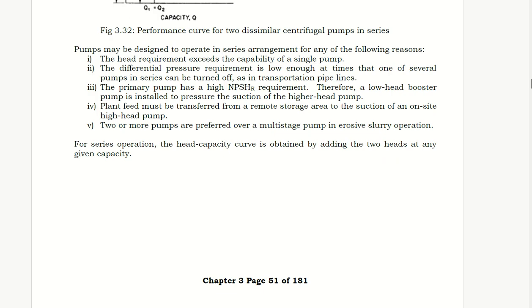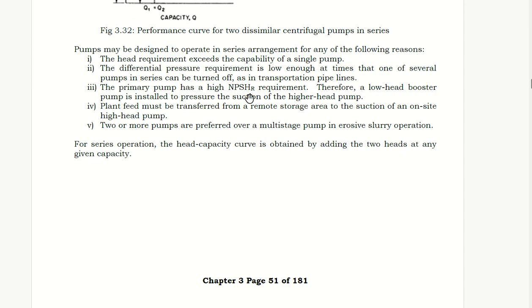Pumps may be designed to operate in series. Why? If the head requirement, the differential pressure requirement, is low some of the time, then several pumps in series can be turned off. In a transmission pipeline, the primary pump has a higher pressure requirement. Therefore, a low head booster pump is installed to pressurize the suction of the higher head pump.